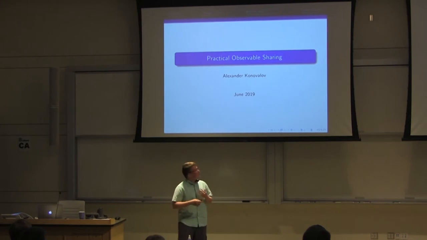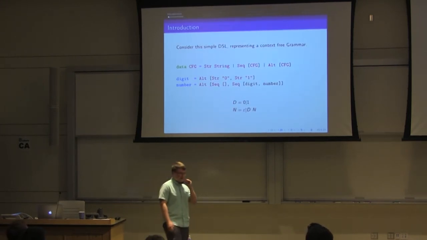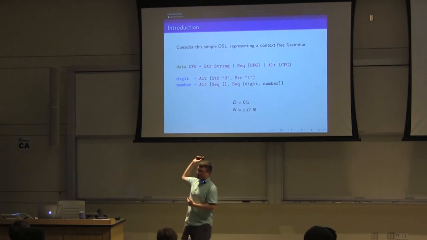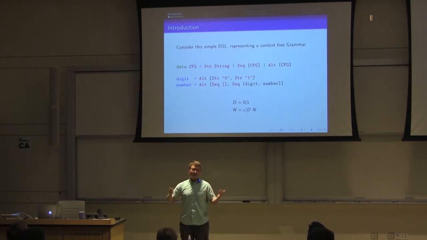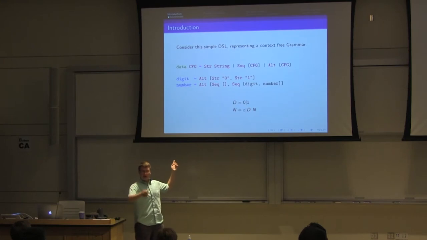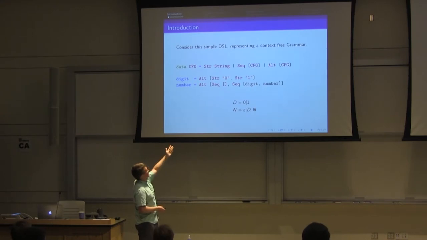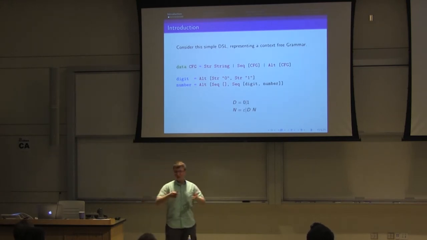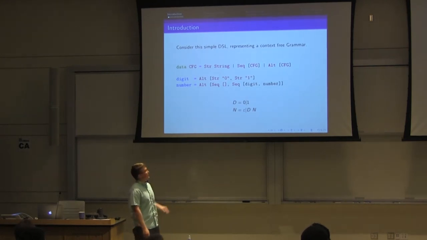The basic problem that we're trying to solve here is that often you have DSLs that represent a graph rather than a tree. For example, here you have a context-free grammar where a number non-terminal refers back to itself. We have digits, either 0 or 1, and numbers, which are either an empty sequence, an epsilon, like an empty string, or a sequence of a digit and a number.